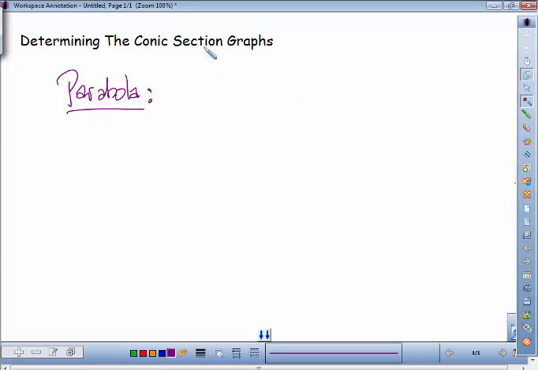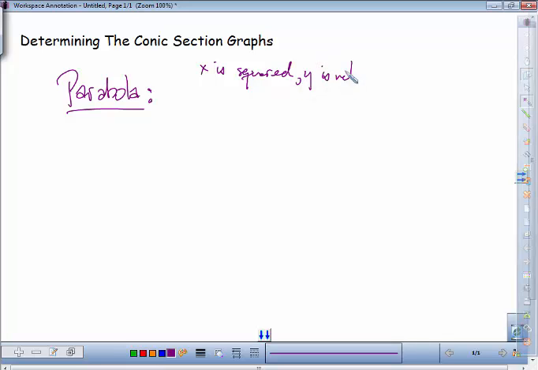You got x is squared, y is not squared. So when you see an equation relation between x and y, and you see that x is squared and y is not squared, you got to think this is a parabola, right? Not only that, it's a parabola going up or down.